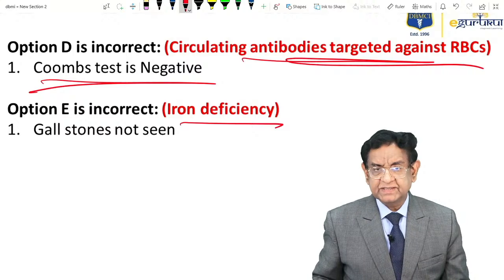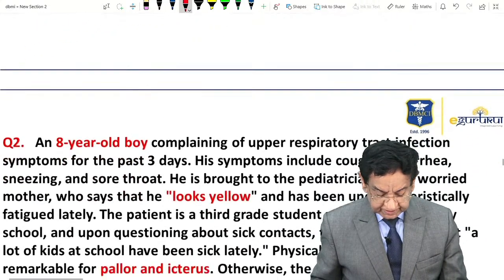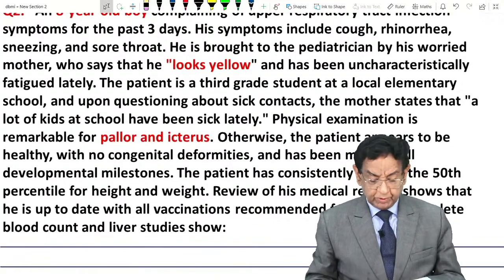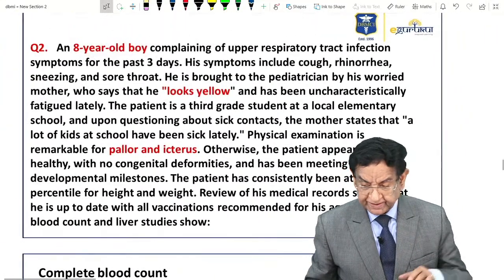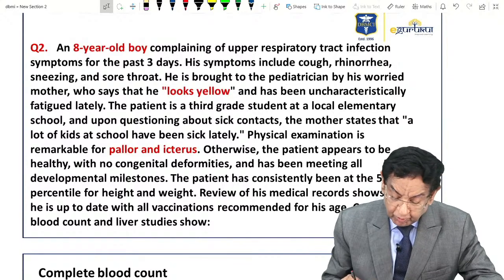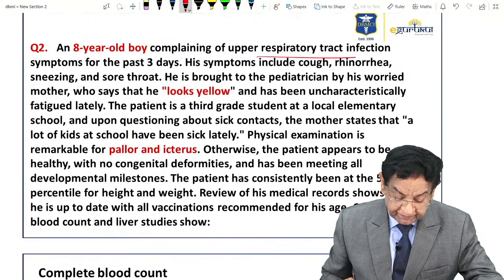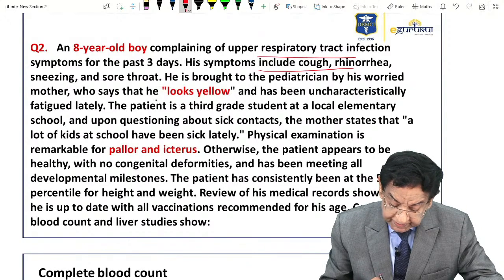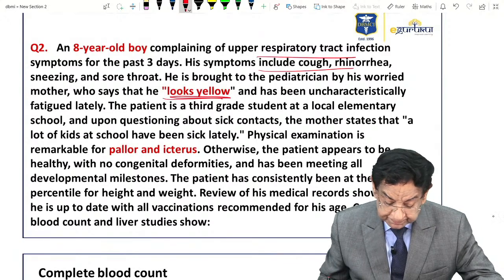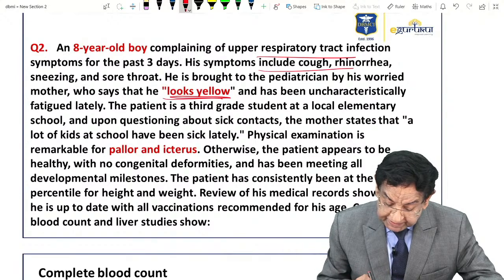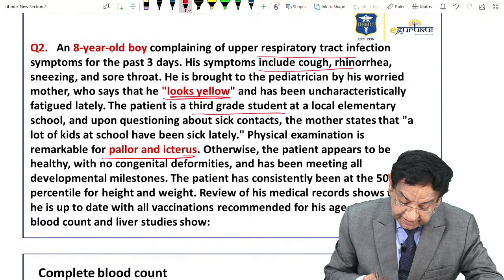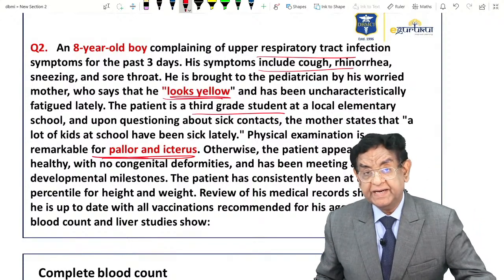Hence the best answer is hereditary spherocytosis, which is due to a membrane defect. An 8-year-old boy complained of upper respiratory tract infection for the last 3 days. Cough, rhinorrhea, looks yellow. Patient is in class 3. Examination reveals pallor and icterus.